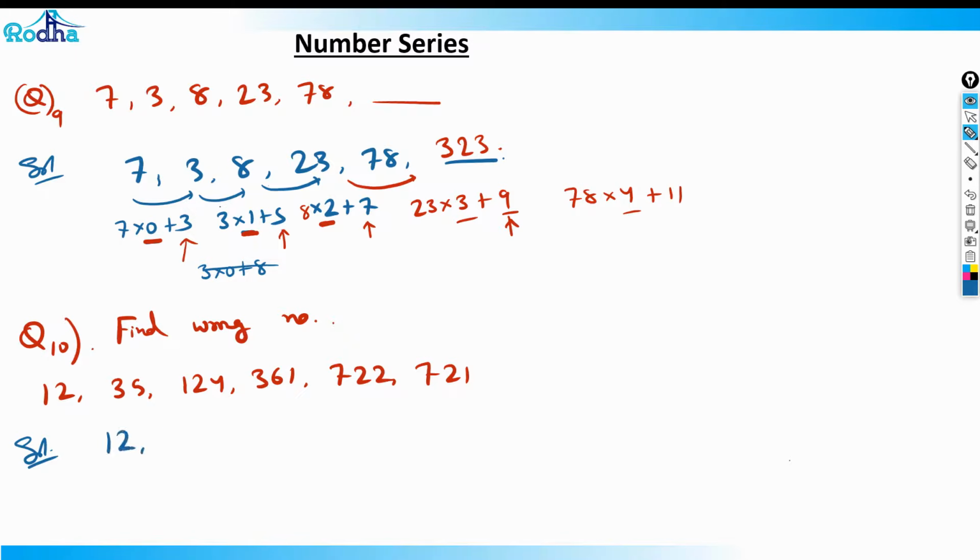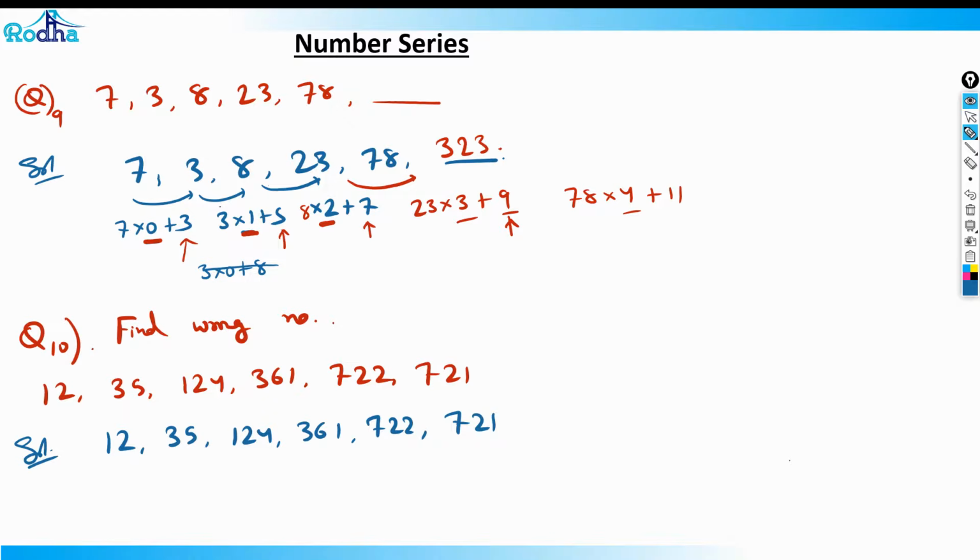12, then 35, then 124, then 361, then 722 and then 721. What is the wrong number here? Now if you observe, if I take the difference, the difference may not work because the series is increasing very fast initially. 12 to 35, 35 to 124, then 237, so it's increasing very fast here, right? The difference may not work here. So it's a different kind of series.